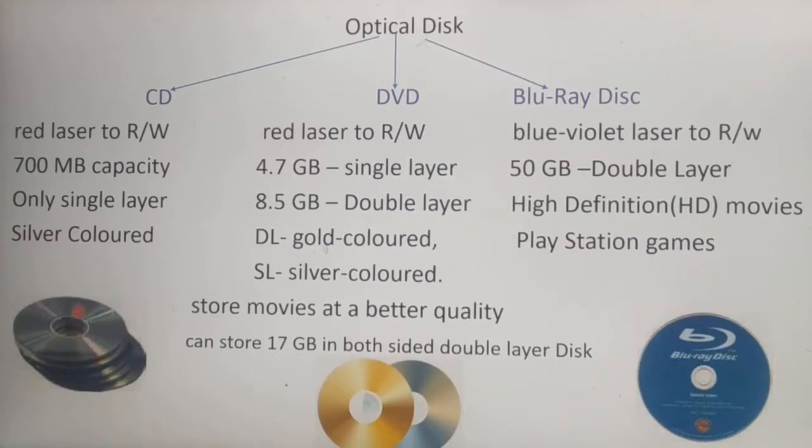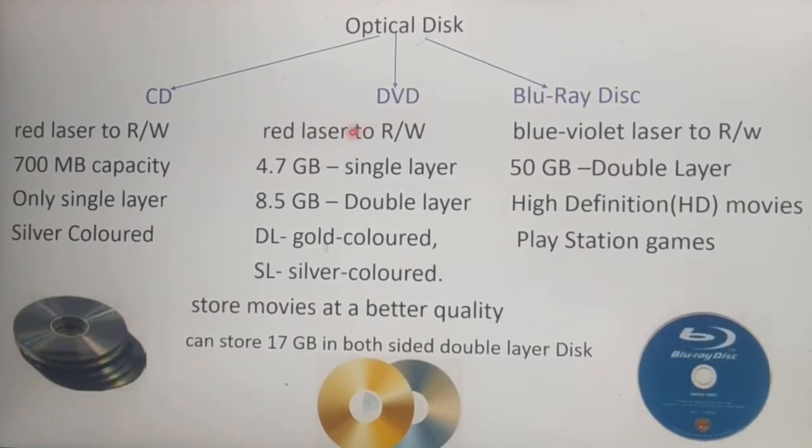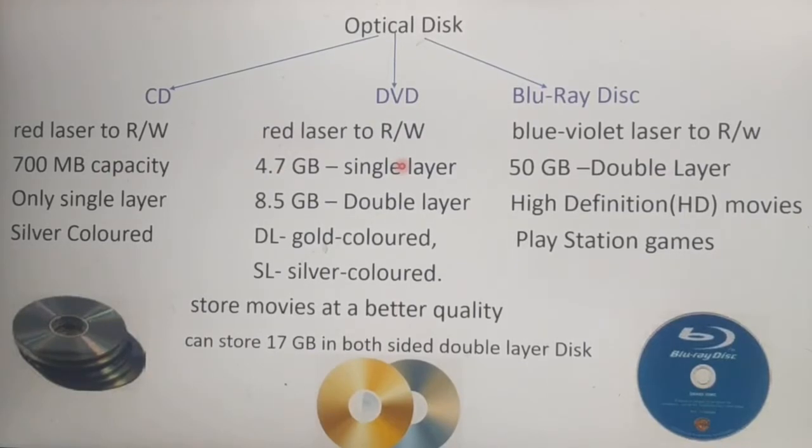It is colored with silver. When we see this DVD, here also we use that same red laser to read and write the information. Here we have both single-sided as well as double-sided discs. In each side itself, we also have single layer as well as double layer discs.